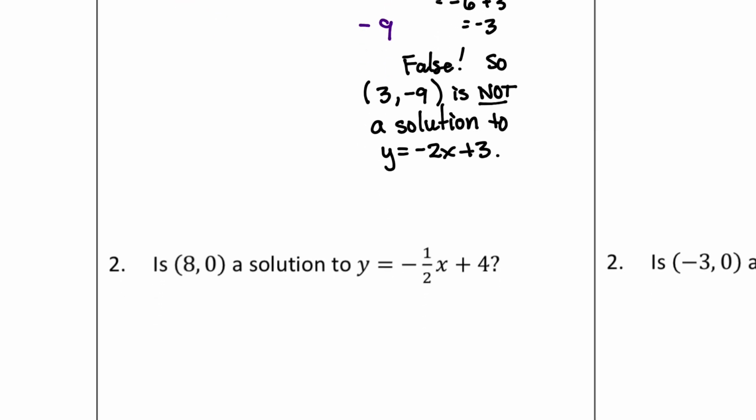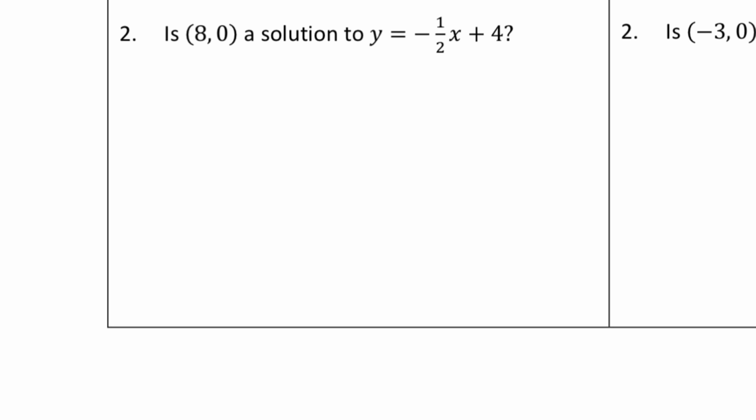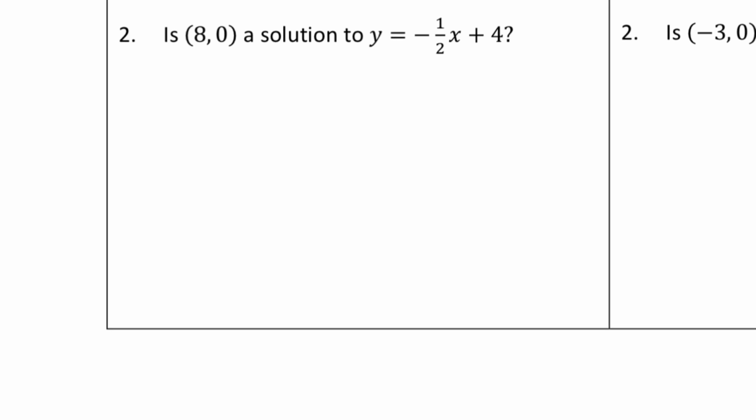Okay, let's try the next one. Is 8 comma 0 a solution to that one? So 8 is your x, 0 is your y. So let's substitute them in. 0 is equal to negative 1/2 times x. I'm going to put it in parentheses again to show that it's been substituted. Add 4. I don't do parentheses over on this side because there's only one number. You could if you wanted to, but it's a little redundant, you know.